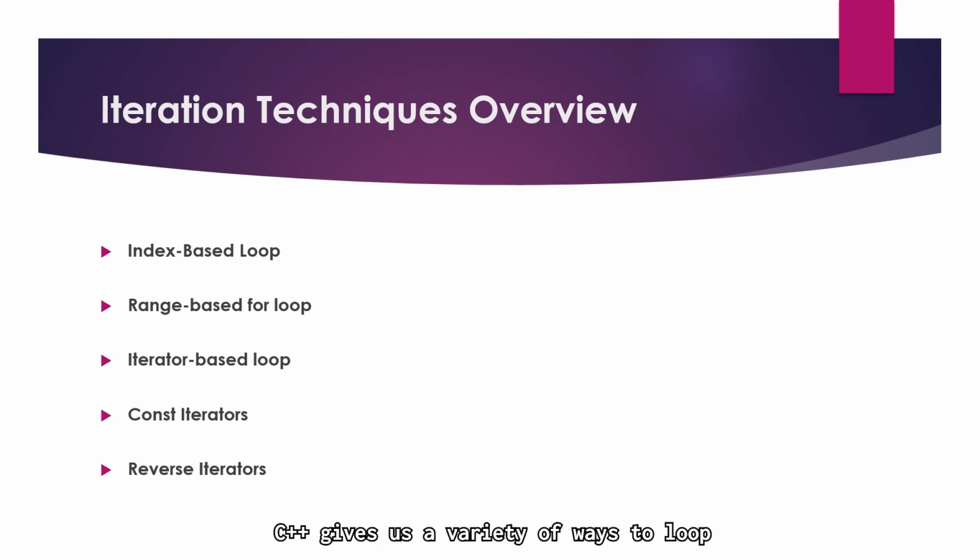C++ gives us a variety of ways to loop through vectors, each with its use cases. We will begin with the index-based loop, the most classic form. Then we will move to the range-based for loop, introduced in C++11, which reduces boilerplate and is less error-prone. Next, we will explore iterator-based loops, essential when working with STL algorithms or when you need direct access to memory addresses. We will also look at const iterators, which enforce read-only access, a great tool for safe coding. Finally, we will examine reverse iterators, which allow traversal from the end of a vector to the beginning.